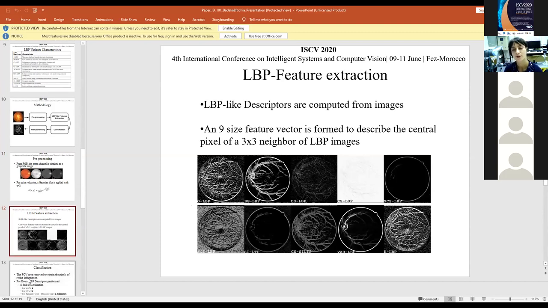And now you see the LBP feature extraction. These images are the LBP images. As you see, each one has a different description. And after this LBP extraction, we create a 9-size feature vector, which consists of 9 elements, 9 pixels. One is the central value, and the others are the neighboring pixels. We give this 9-size feature vector as input for the machine learning model.